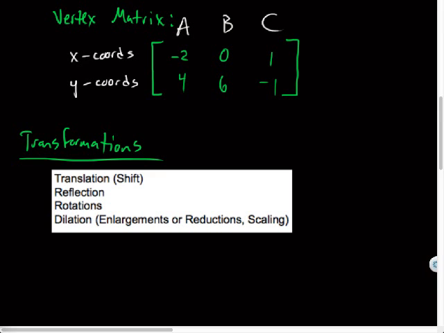A reflection we've seen before, where you can reflect over a series of different lines. Reflections typically occur over the x-axis, y-axis, or something like that. So the x-axis is the equation y = 0. The y-axis would be x = 0. Or sometimes we might reflect over the line y = x.